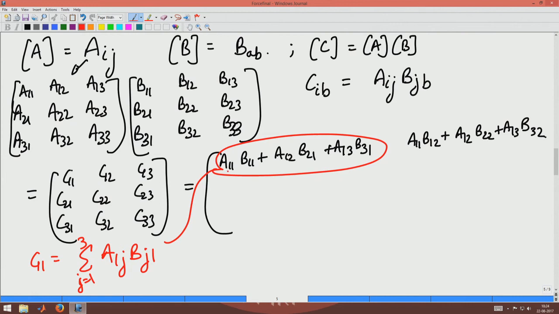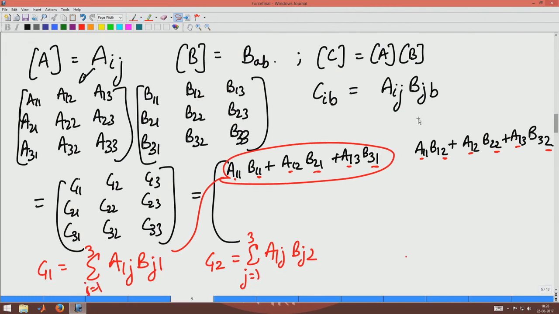So, I have 1 1 here, 1 1 here, 1 1 here, and j has been summed from 1, 2 and 3. So, this corresponds to C 1 1. Similarly, C 1 2 would be A 1 j B j 2, summation j equal to 1, 2, 3, which is 1 and 2 here. The 1 and 2 here correspond to 1 and 2 there, 1 and 2 there, 1 and 2 here, and then j has to be summed from 1 to 3, which it has been. So, you see that this is the short form notation of doing a matrix matrix multiplication. I can write it succinctly as A i j B j b.